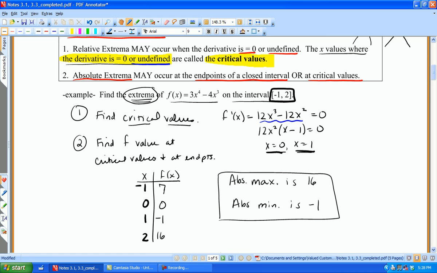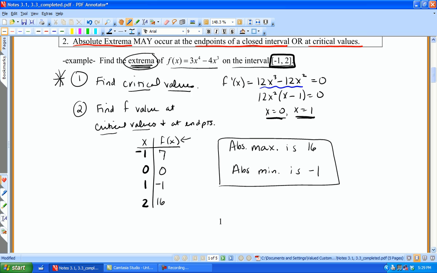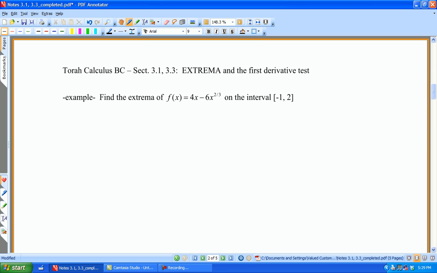So let's go through that one more time. To find where the absolute extremes occur on a closed interval, I start by finding the critical values. That's where the derivative is 0 or does not exist. Then I also find the function value at those critical values and also at the endpoints. So I make this table where I'm finding function values. Then I can just compare the function values and decide what's the absolute highest and what's the absolute lowest. All right, let's take a look at another example.